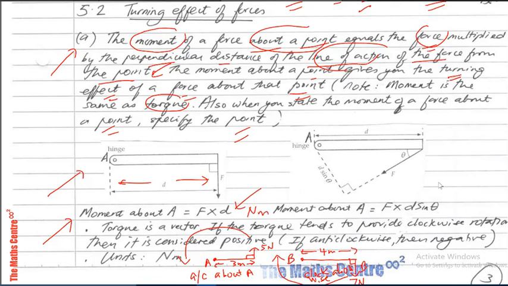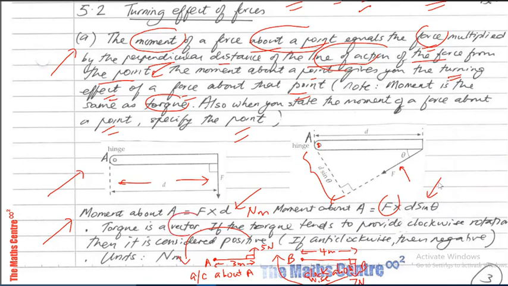Now in this case, the moment about A will be the force itself, which is F. Remember, we are looking at the perpendicular distance of the line of action of the force from the point. So this is the line of action of the force, this way. So we're looking for the perpendicular distance from the point, this one here, and that will be d sine theta. So it'll be F times d sine theta.